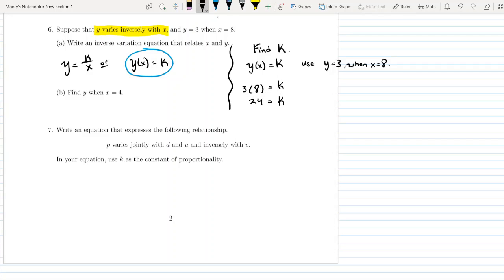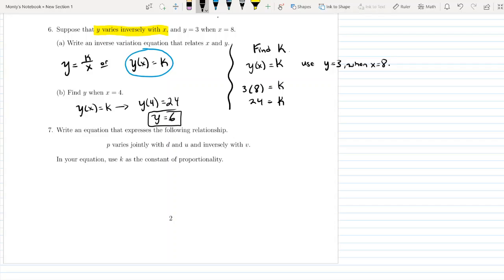So down here, if we want to find y when x is equal to 4, again, we can use this one. So we've got y times x is equal to k. Well, let's plug in all the values we know. We know that x is equal to 4, so we've got y times 4, and then we know what k is now, right? k is 24. So y times 4 is 24. What number times 4 gives you 24? All in unison. Good, we get y is equal to 6. And there is your solution for that.